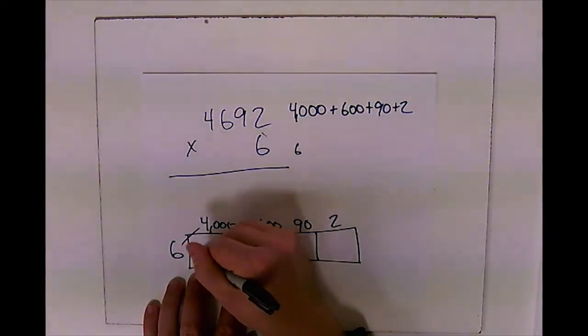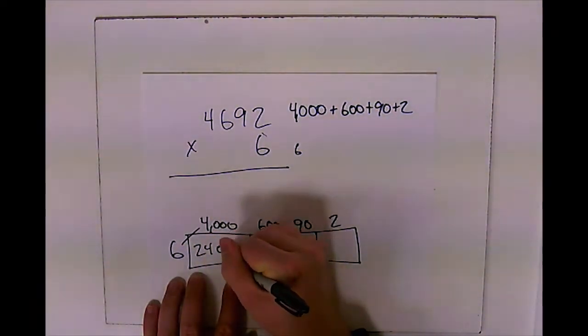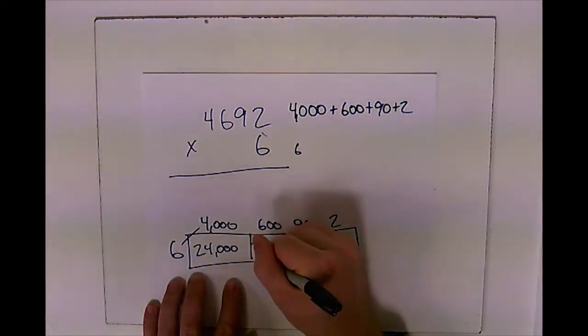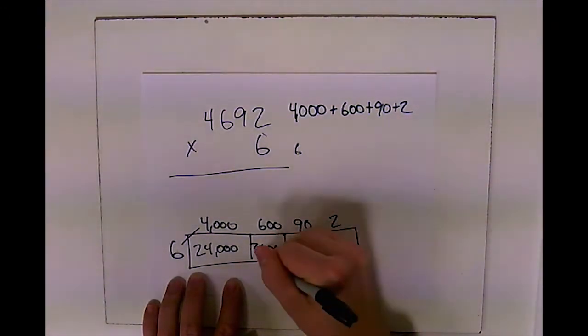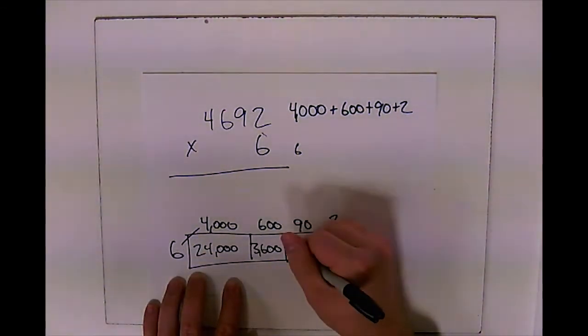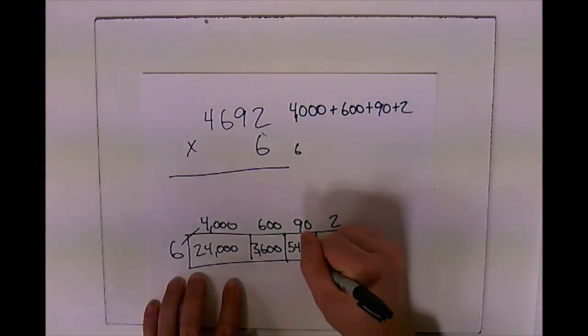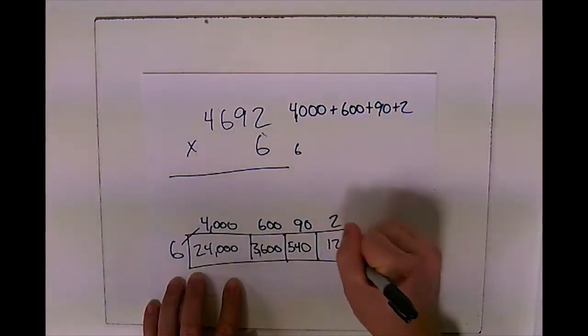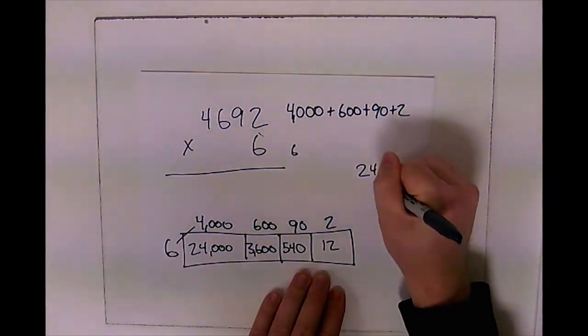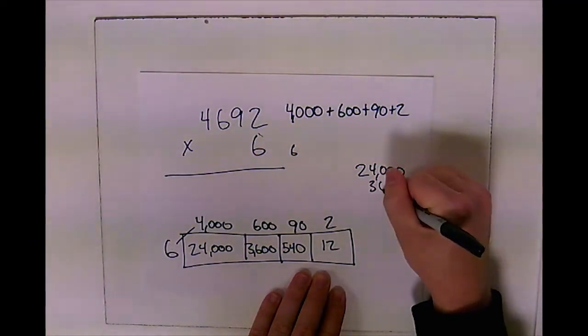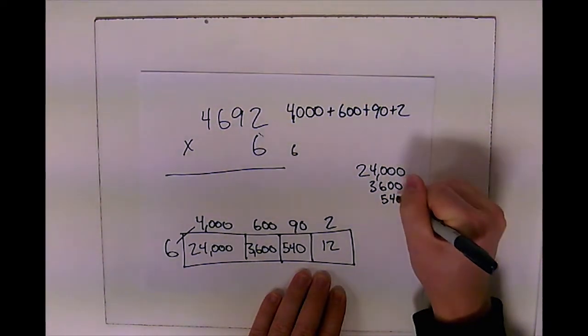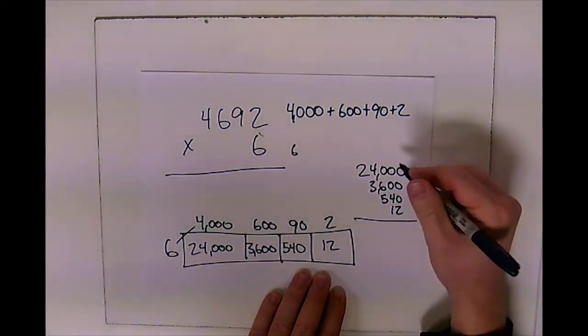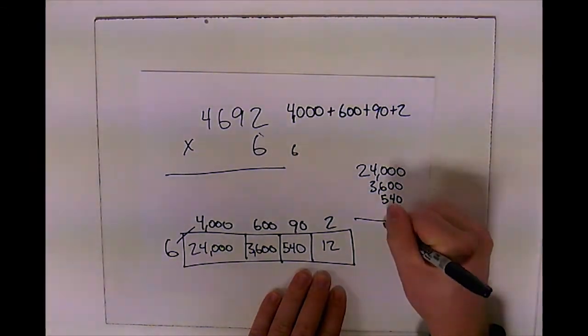So 6 times 4 is 24. Don't forget your zeros. 6 times 6 is 36. Don't forget your zeros. 6 times 9 is 54. Add your 0. And then 6 times 2 is 12. And then I'm just going to simply add those up, lining them up and then adding them.